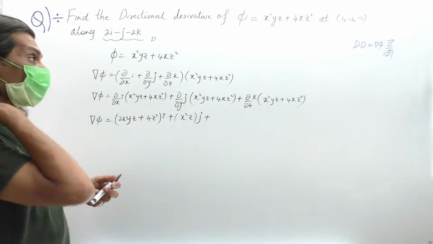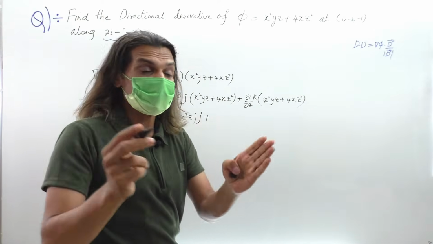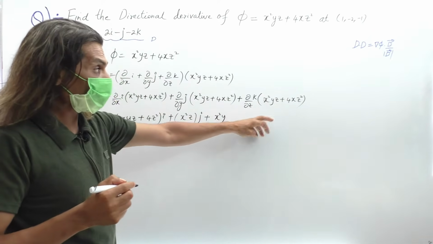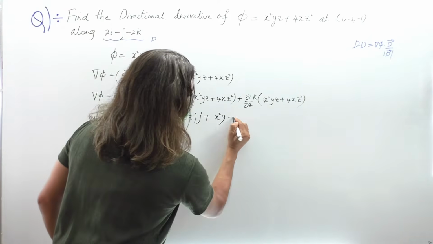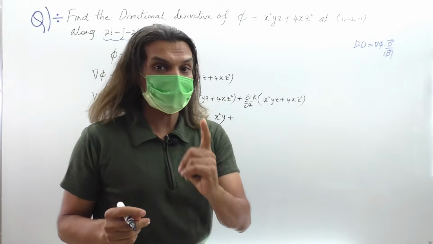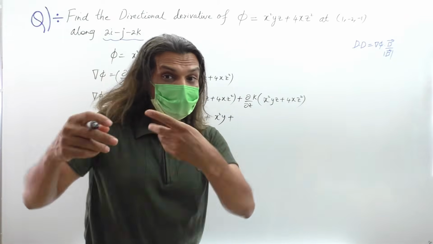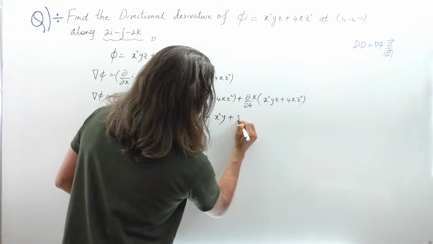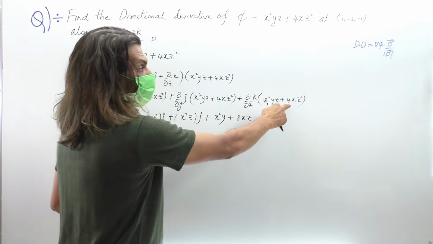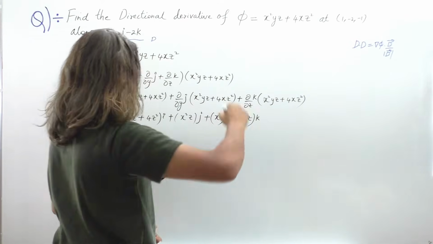Fine. Next dou by dou z, means you are partially differentiating here with respect to z, so x square into y as it is, differentiation of z is 1, plus again here 4x as it is, we are partially differentiating with respect to z, so differentiation of z square is 2z, 4x as it is into 2z, so it will be 8xz. Am I right? x square y plus 4x as it is into 2z is 8xz into k.